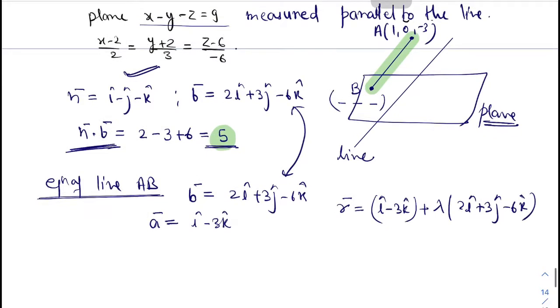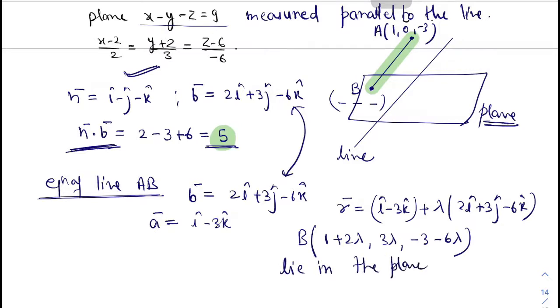Okay, and then we can assume any point on this line AB, that is B point, to be (1 plus 2 lambda, 3 lambda, minus 3 minus 6 lambda). B lies in the plane, so it must satisfy the equation of the plane. The equation of the plane was what? X minus y minus z equal to 9.